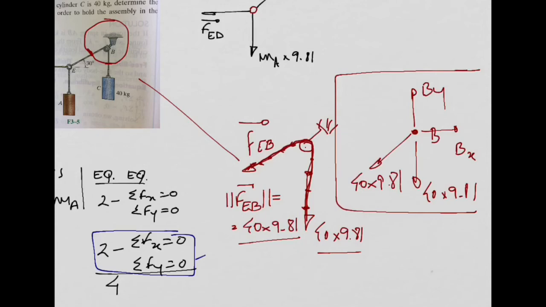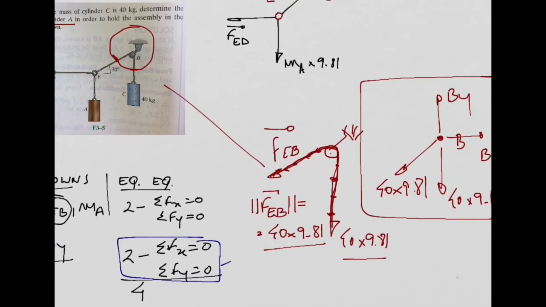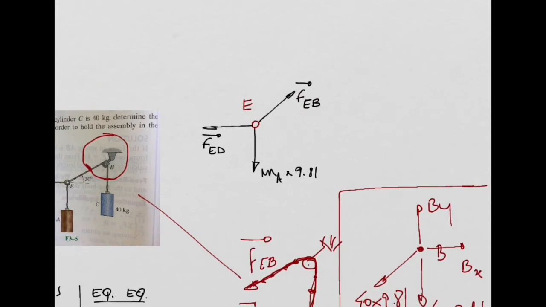All right, okay, so let's continue this example. We have the force in cable EB, FEB. How much is it? Can you please do 40 times 9.81? 392.4 newtons. And now what we do is we replace.